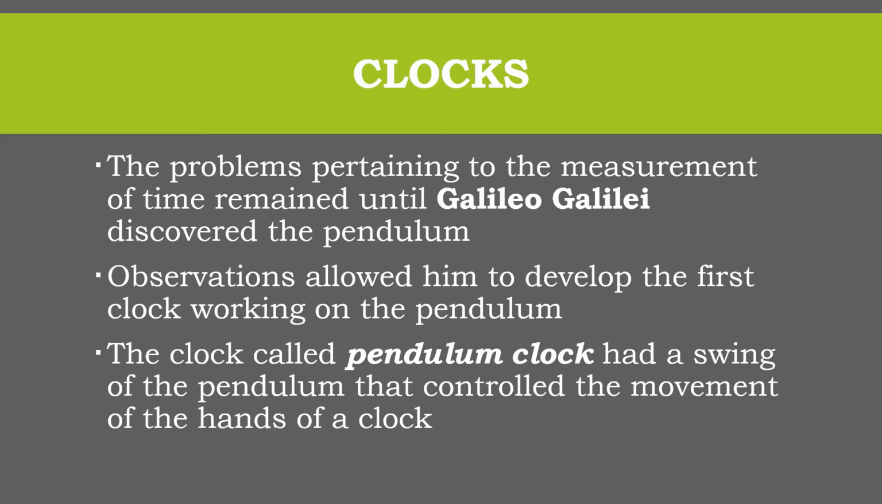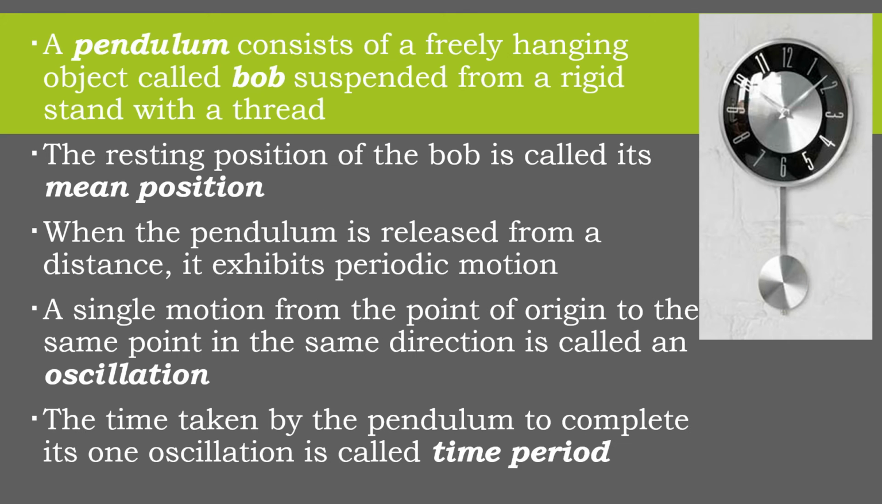Clocks. The problems pertaining to the measurement of time remained until Galileo Galilei discovered the pendulum. Observations allowed him to develop the first clock working on the pendulum. The clock is called a pendulum clock, which has a swing of the pendulum that controlled the movement of the hands of a clock. A pendulum consists of a freely hanging object called bob suspended from a rigid stand with a thread. The resting position of the bob is called its mean position.